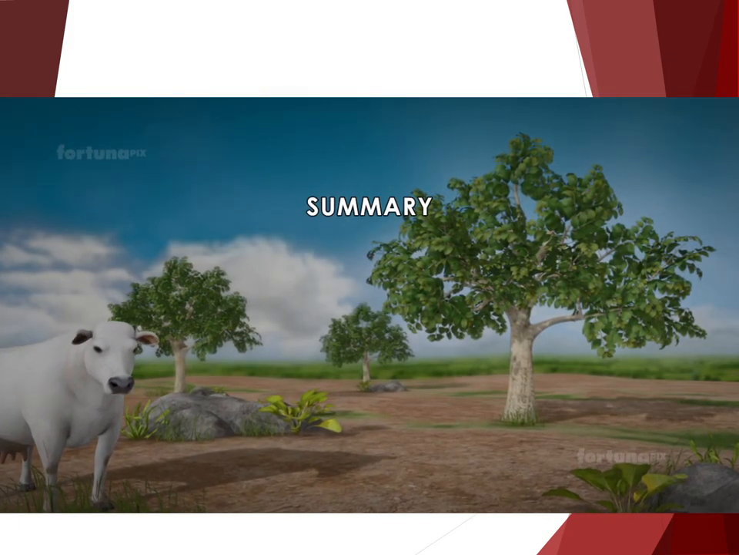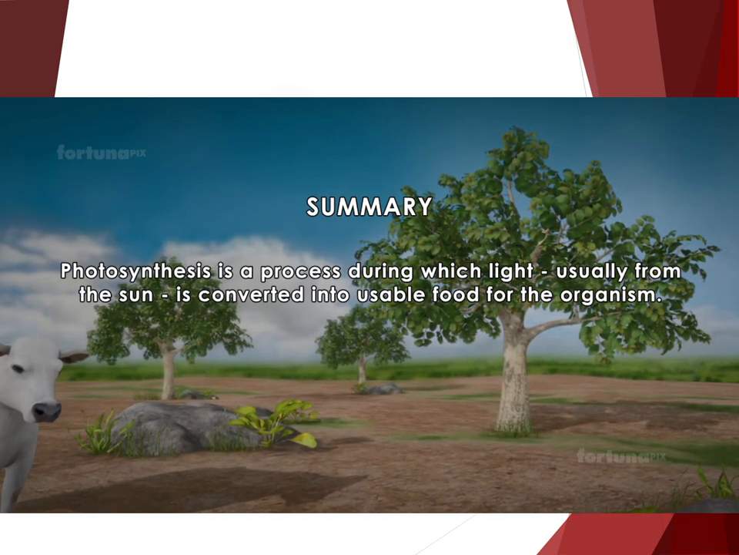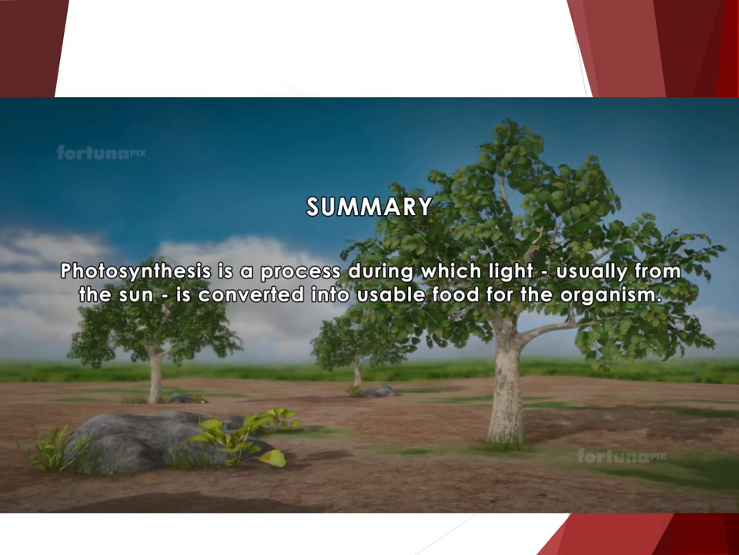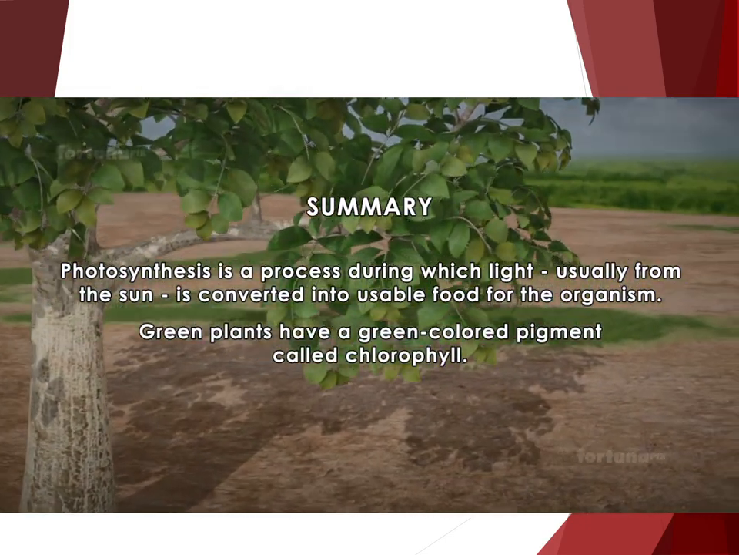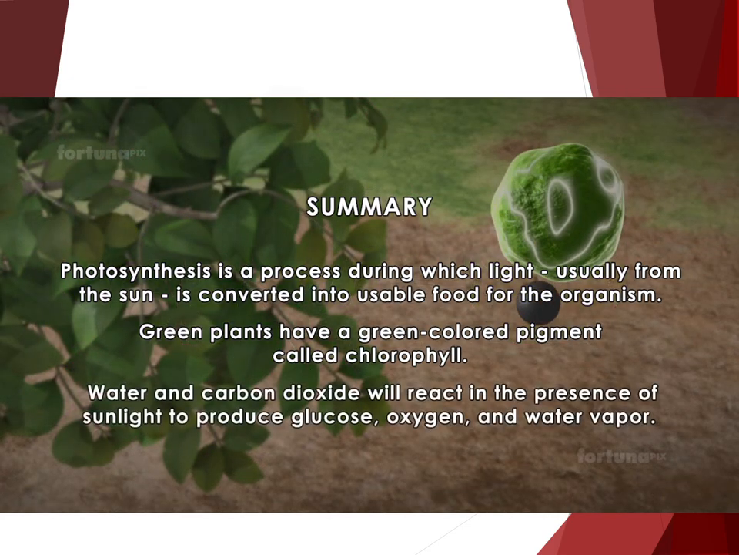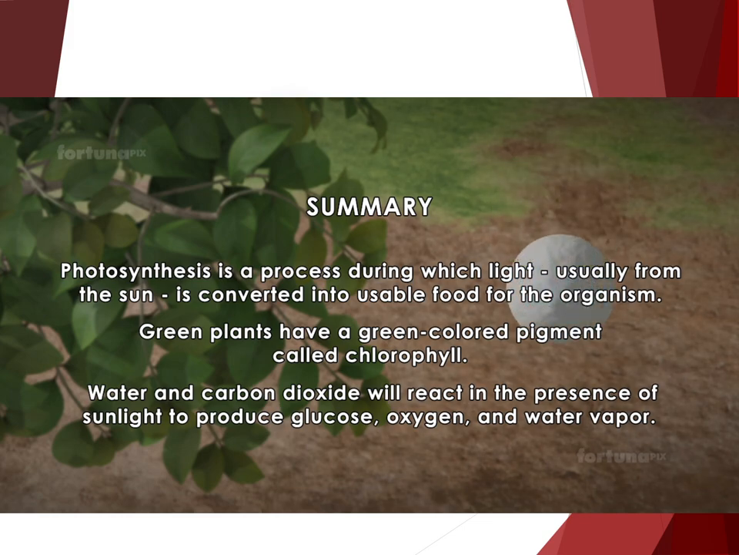Summary: photosynthesis is a process during which light, usually from the sun, is converted into usable food for the organism. Green plants have a green-colored pigment called chlorophyll. Water and carbon dioxide will react in the presence of sunlight to produce glucose, oxygen, and water vapor.